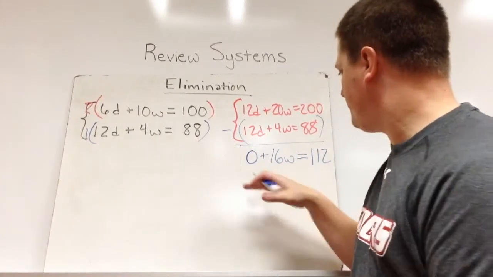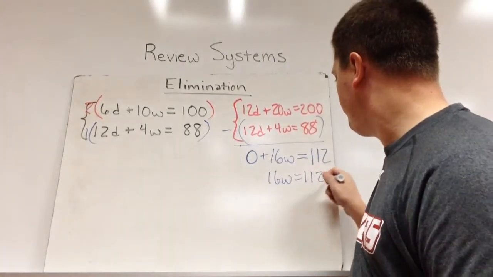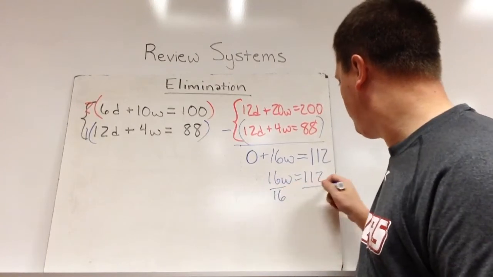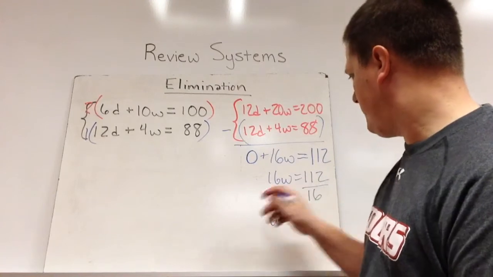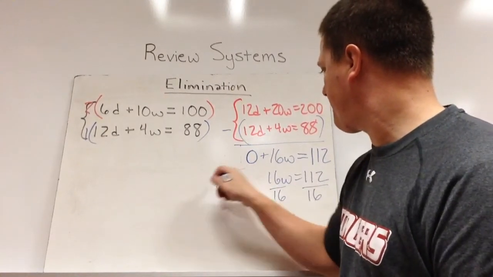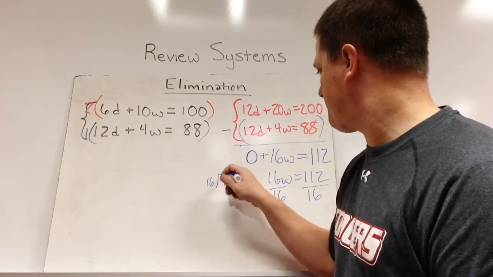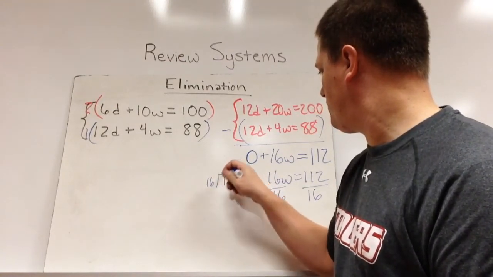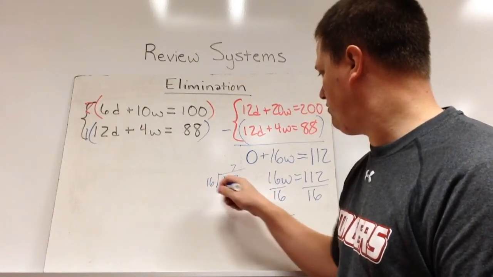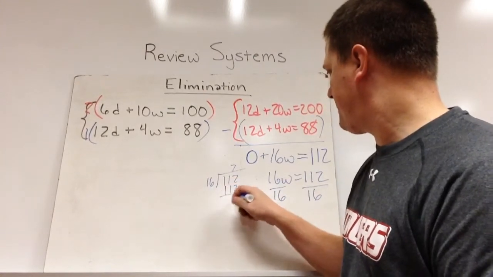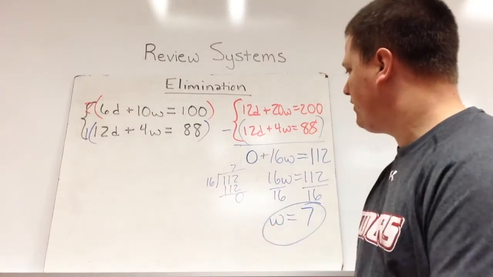Now from here, we just solve for W. So we're going to get 16W equals 112. Divide by 16. And W is, let's see, 7 times 6 is 42, carry a 4. So it looks like it's 7. So W is 7.